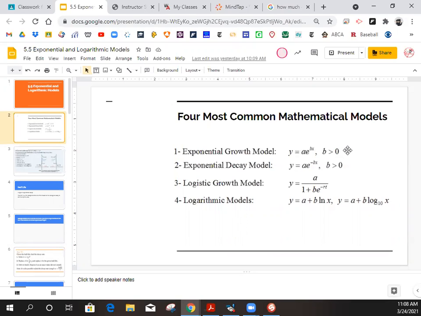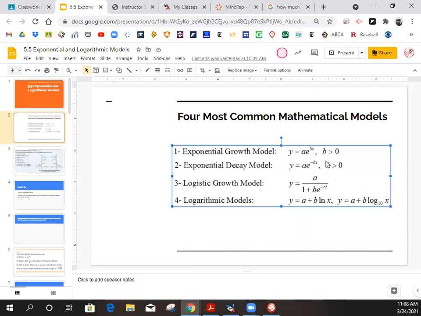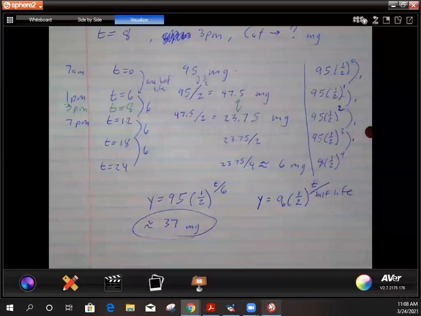Because why would you want to know that? Well, someone else might use this as their model with base e instead of base 1/2, and you want to be able to compare them and go from one model to the other. And it's really not that many steps more. So let me show you what I mean.